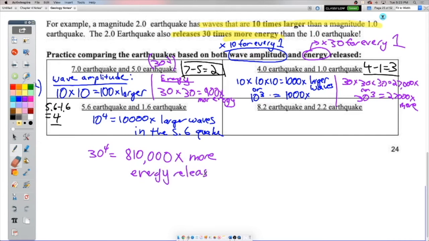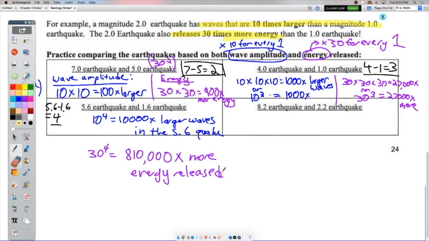See what I mean? A 5.6 doesn't sound that different compared to a 1.6. I mean, it obviously sounds worse, but there's not a scale of 1 to 10, right? It doesn't work like that. It's 810,000 times more energy. It's way bigger. A 1.6 is nothing. You wouldn't even notice it. A 5.6 could be pretty damaging.